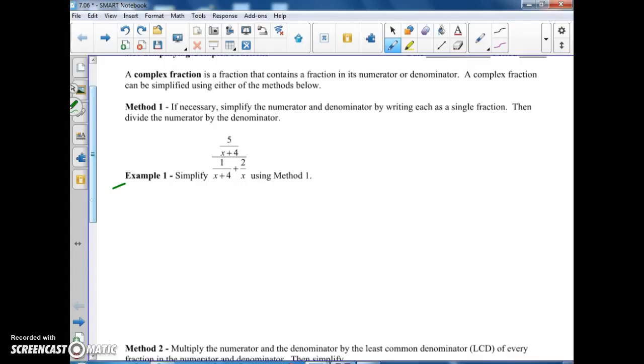Okay, look at the 2 fractions on the bottom now. Can you add those 2 fractions together? No, not yet, but could you if you get the least common denominator? And the answer is yes. Okay, so now look at the 2 fractions on the bottom. What's the least common denominator for those 2 fractions? Okay, x times x plus 4 is exactly right. So the least common denominator is x times x plus 4.